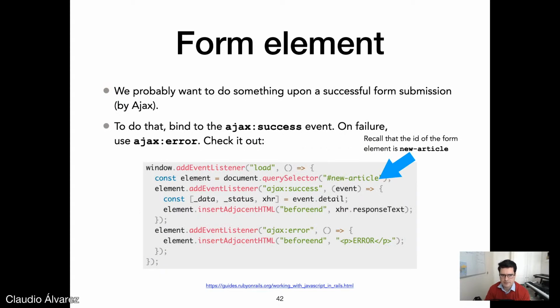Okay, we form element. We probably want to do something upon a successful form submission by Ajax. To do that, entonces, cuando el servidor responde, ya esta llamada Ajax asíncrona, y tenemos la respuesta ya sea exitosa o de error, entonces nosotros tenemos que modificar el DOM para poder mostrar el resultado. Entonces lo que se está haciendo aquí en este caso es un código JavaScript que ejecuta apenas la página del formulario está cargada. Lo que voy a hacer es poner un manejador de evento y voy a escuchar el evento Ajax Success. Ajax Success es el evento mediante el cual yo me informo de que el formulario fue procesado por el servidor y tengo una respuesta exitosa.